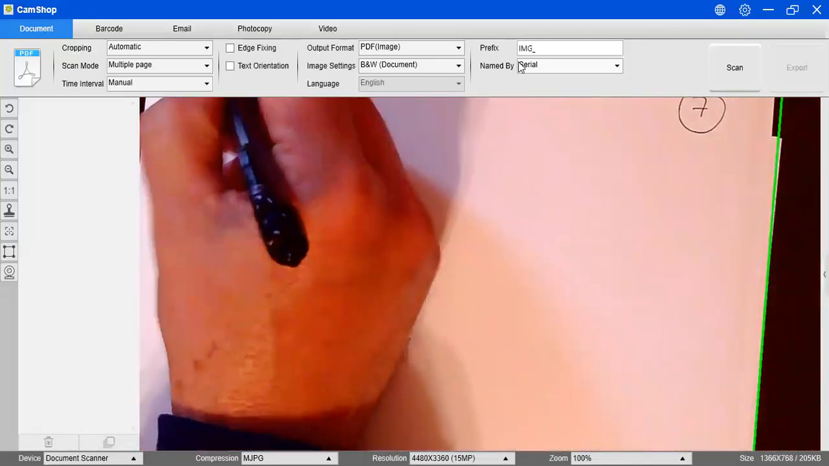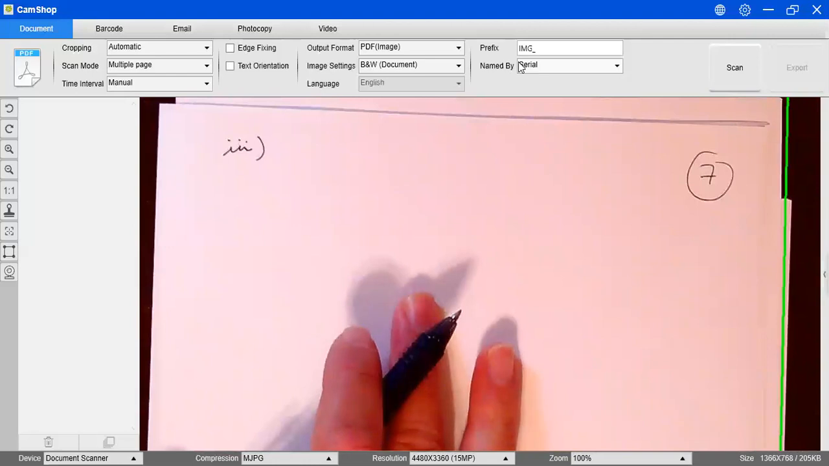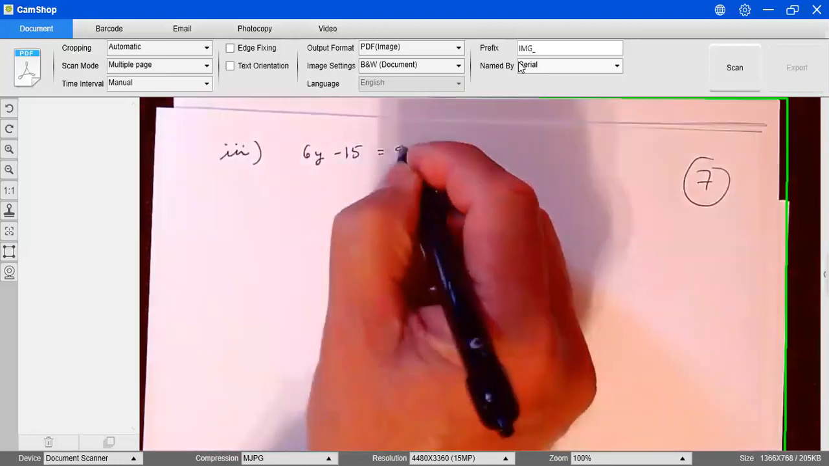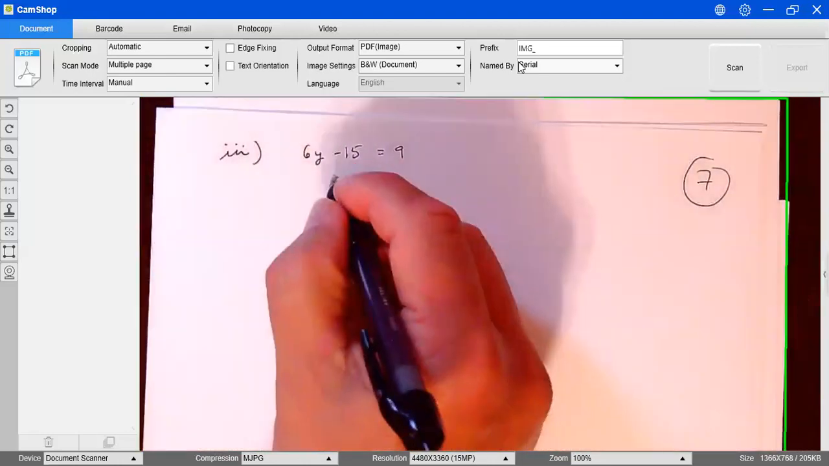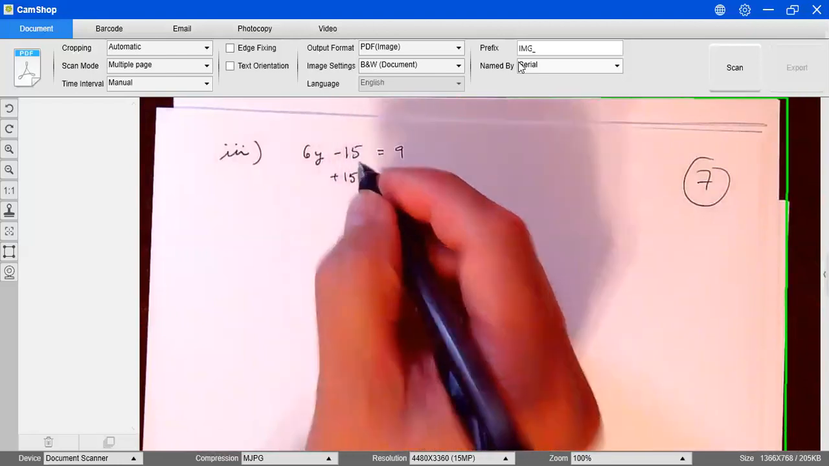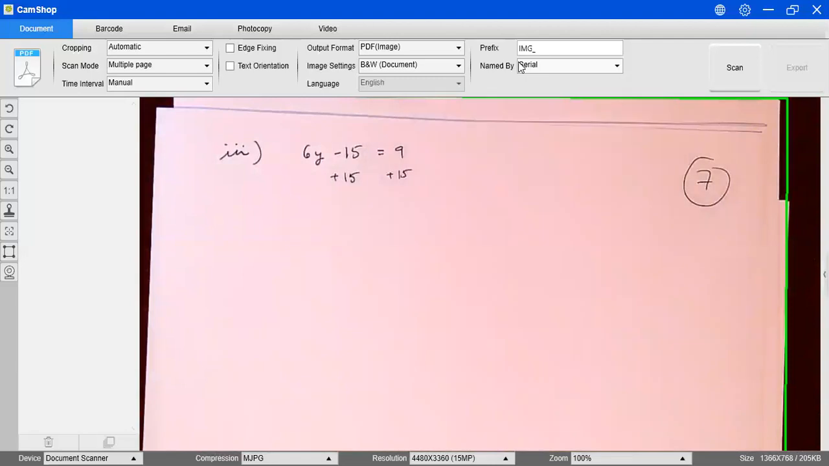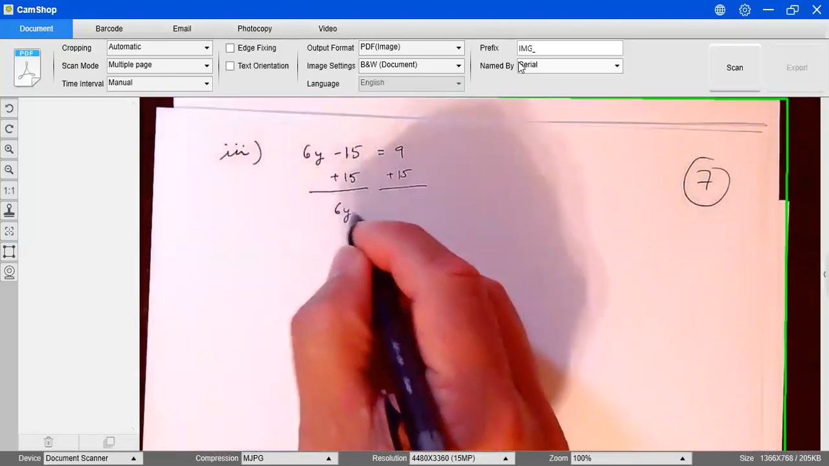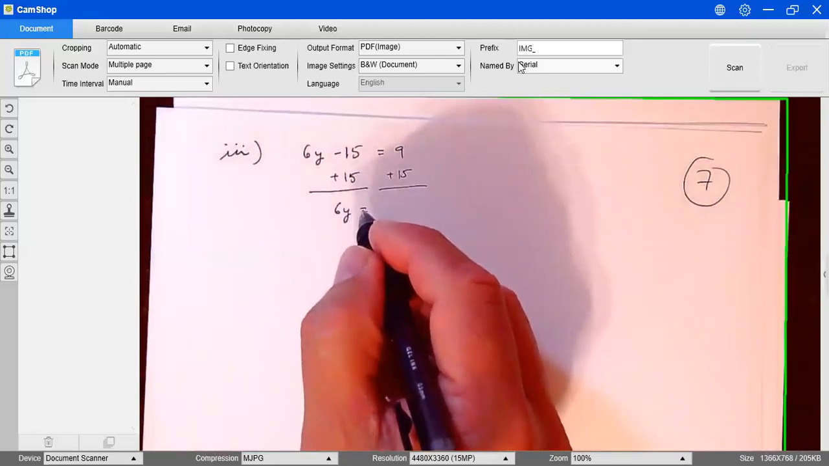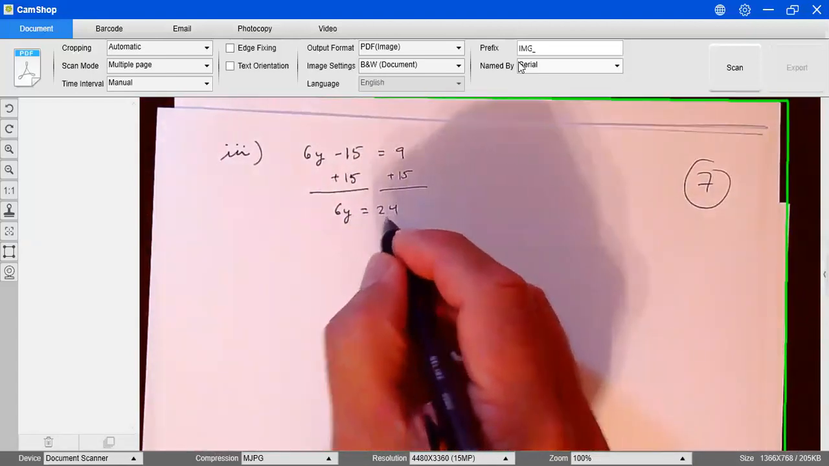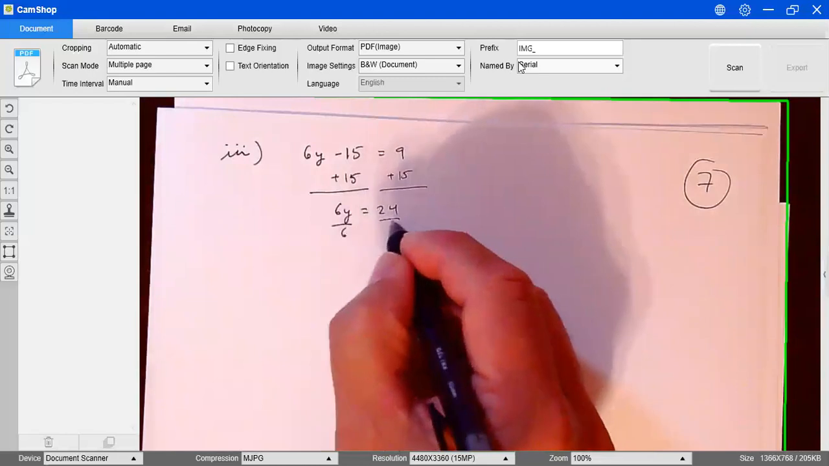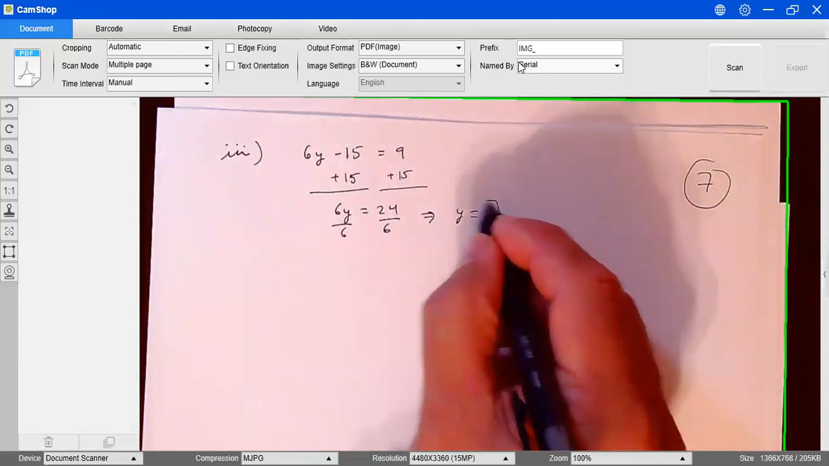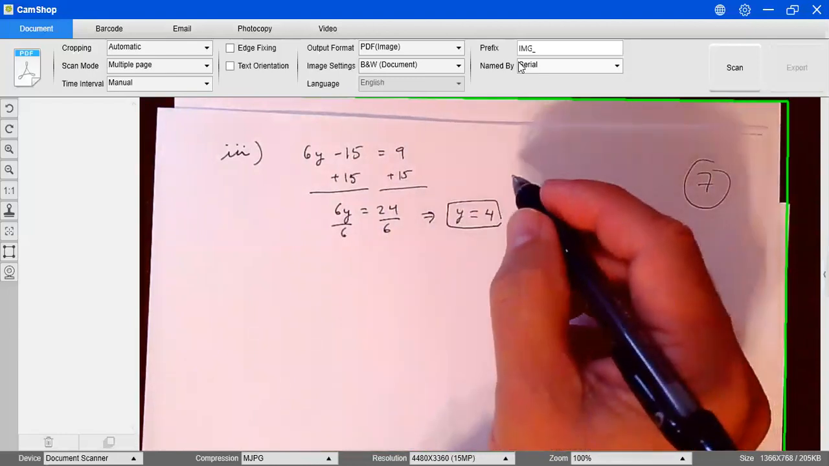So our third step is just solving for y in this equation. So we need to add 15 to both sides of the equation, and we get 6y equals 24. Now we divide by the coefficient of y. So we're going to get y equals 4. That's the first value. We need to back substitute now.